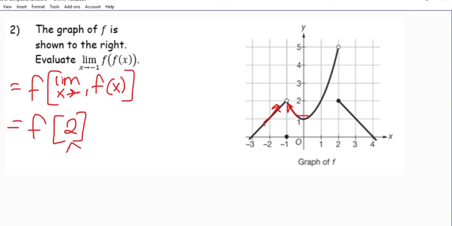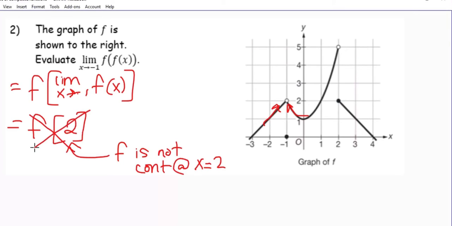Now this only works if f is continuous, and f is not continuous at 2. If we look at my graph, I'm not continuous at 2. So if I'm not continuous at 2, I cannot do that.